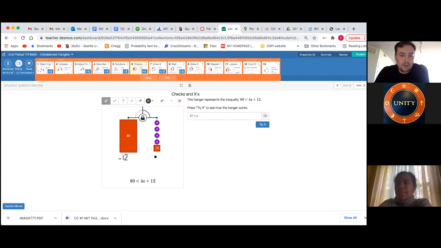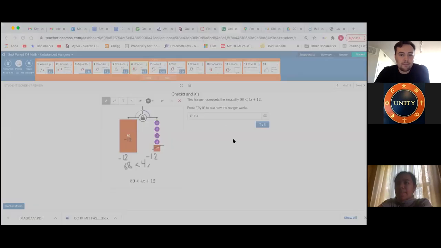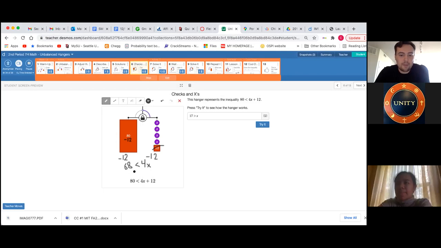And we can look at it from this visual up here if you're looking top to bottom. And so if you got rid of this 12 and you minus 12 from 80, we would then have 68 is less than 4x. And then from here, very similarly to the last slide, we have 4 times x. And so to get this by itself, we're gonna have to divide both sides by 4. And then now we have x by itself on this side.